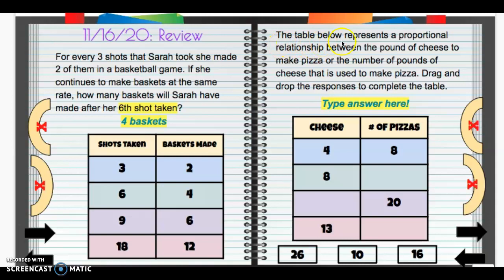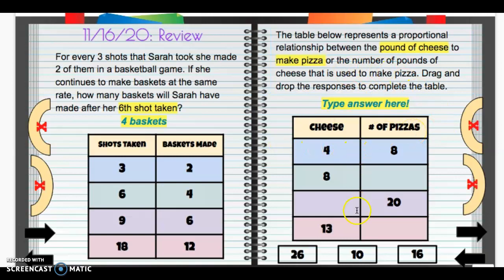It says the table below represents the proportional relationship between the pounds of cheese to make a pizza, or the number of pounds of cheese that is used for the pizza. We need to drag and drop the responses to complete this table. So we need to determine a pattern.